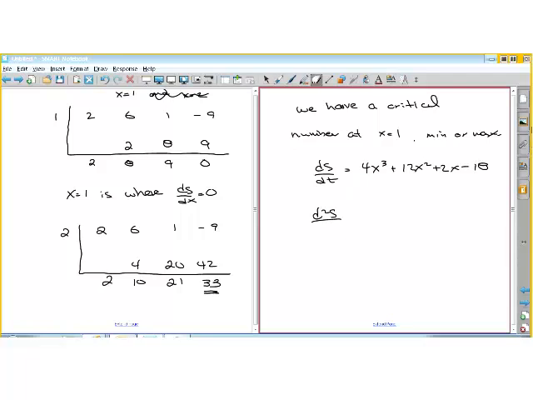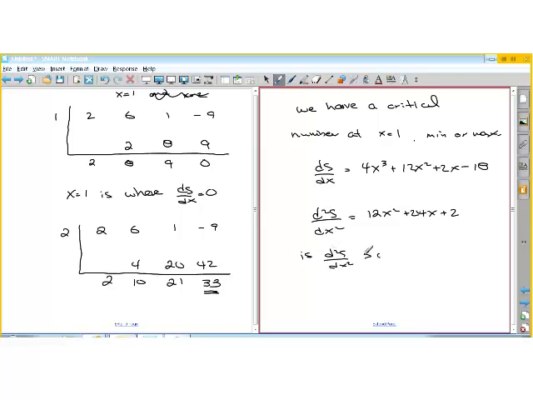So we take the second derivative, and I did it with respect to t again. I don't know why I keep doing that. My physics. Okay, so we now take the derivative. So you get 12x squared plus 24x plus 2. 12x squared, 24x, 2.